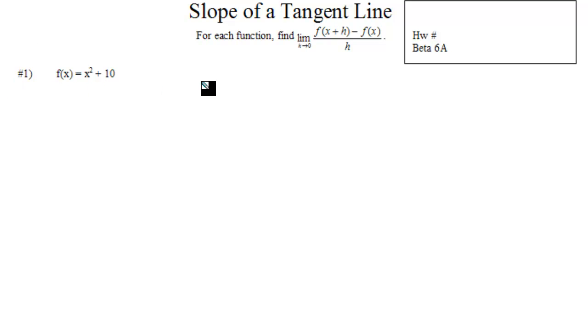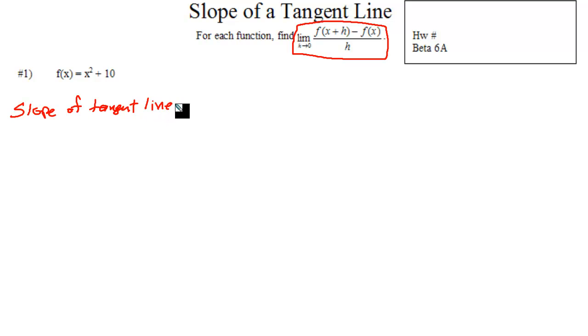Alrighty, we are supposed to find the limit as h approaches 0 of f of x plus h minus f of x over h. That is known as the slope of tangent lines. It's the limit as h approaches 0 of the difference quotient, the one and only difference quotient.